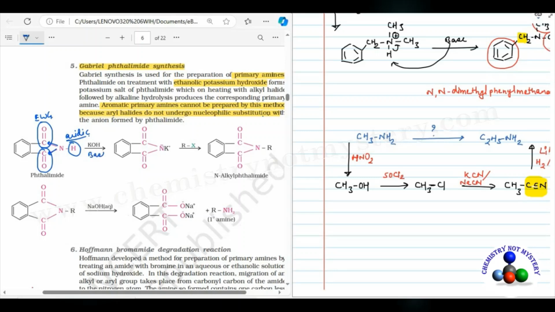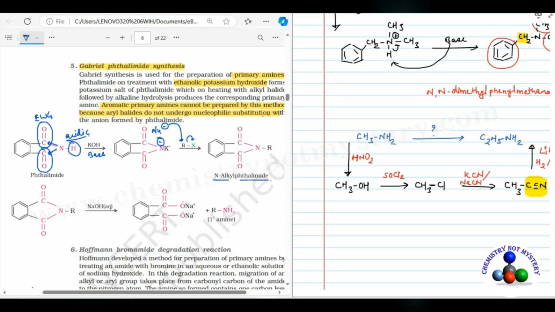Now this hydrogen will become acidic when it reacts with KOH. KOH is a base. It undergoes neutralization reaction. As a result, potassium salt of phthalimide is formed. So this is the potassium salt of phthalimide. In this salt, nitrogen carries negative charge, and that's why it can act as a nucleophile. When it reacts with alkyl halide, it undergoes nucleophilic substitution reaction. This nucleophile replaces halogen in the form of halide ion. This nitrogen itself gets attached to the alkyl group. So that's how you will get N-alkyl phthalimide.